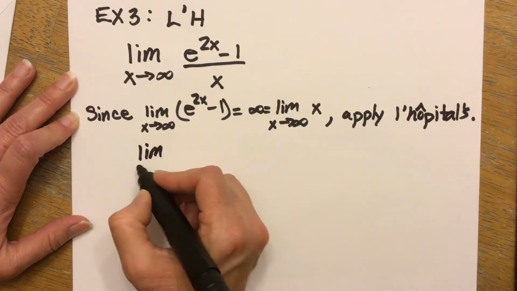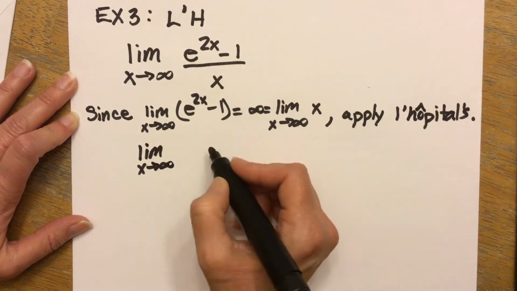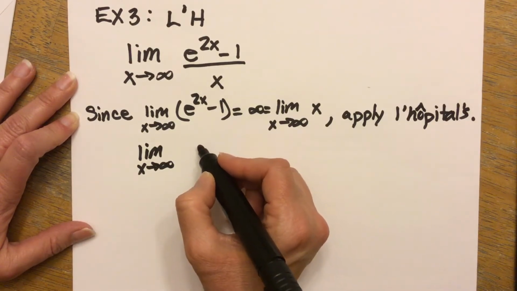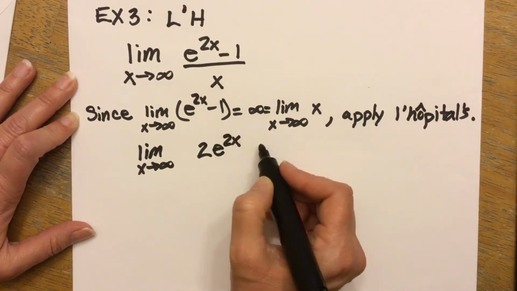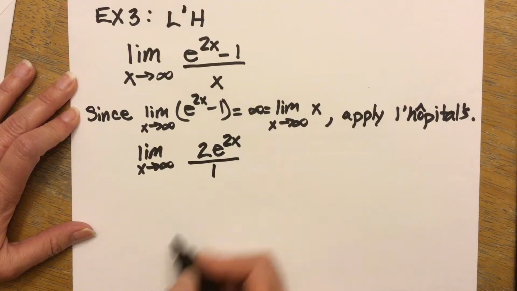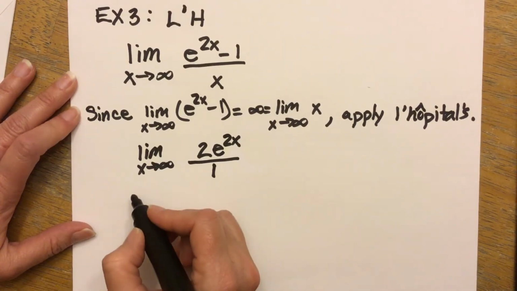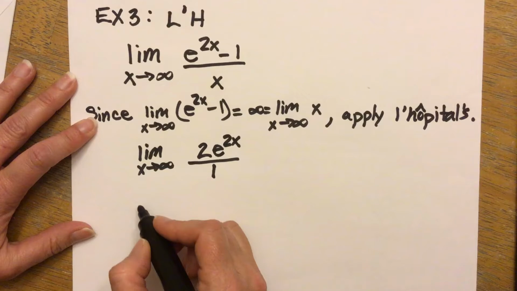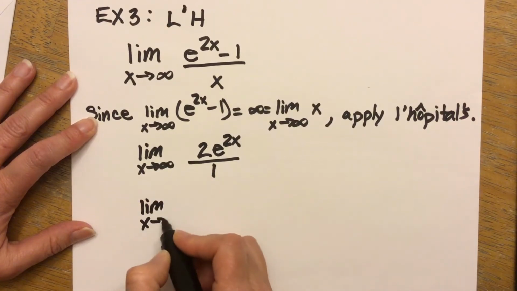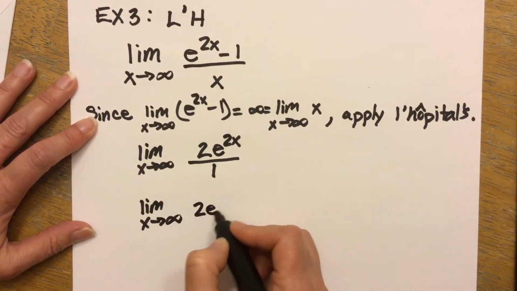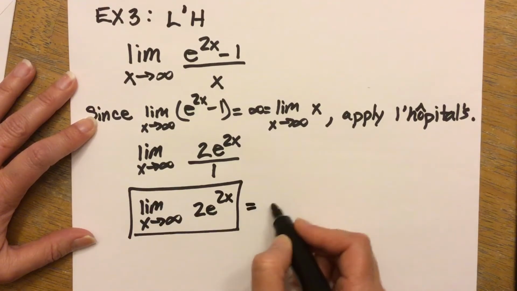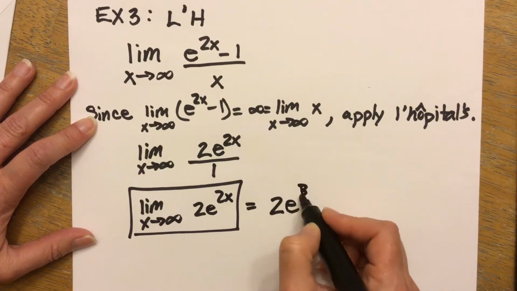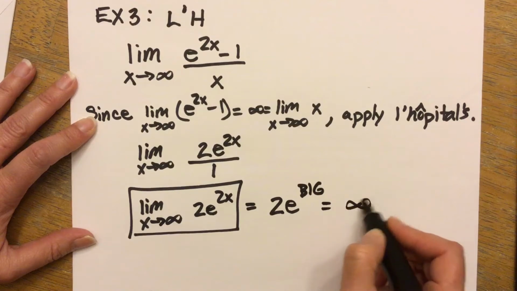Doing the derivative of the top, do not forget the chain rule on e to the 2x. So the derivative of e to the 2x is 2 e to the 2x because of the derivative of that 2x. So minus 0 on top of 1. What's nice about this is that this is the nicest form of the limit. So what we're going to do is stick that infinity into that, and we get 2e to the super big number, and that equals infinity.